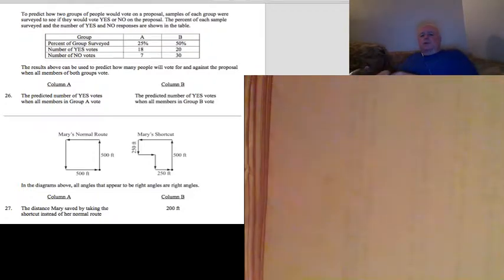Basically, the answer is, since A represents 25%, it's a quarter of all the responses. So it'll be 18 times 4, we get 36, we get 72, right? And column B is 50%. So we end up getting 40 because it's 20 plus 20. So column A would be the greater one.